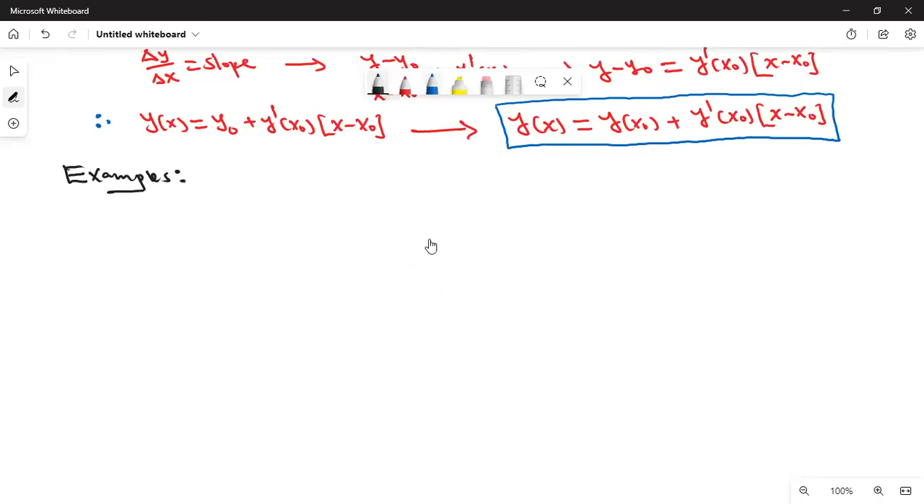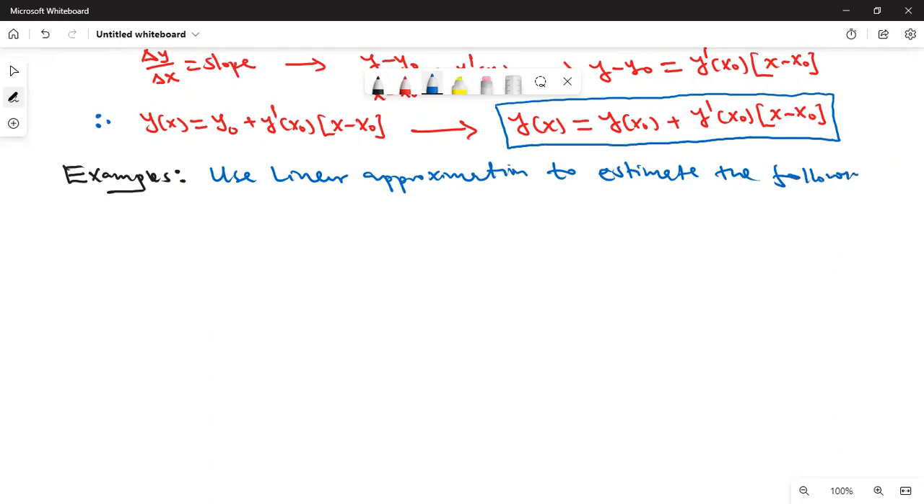Examples, you are asked to use linear approximation to estimate the following. In part A, we need to estimate the square root of 26.